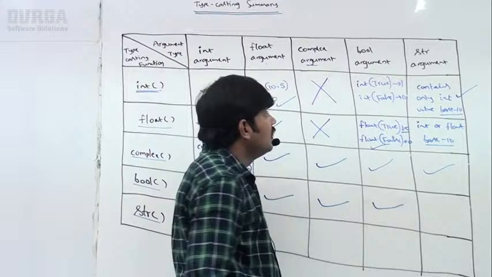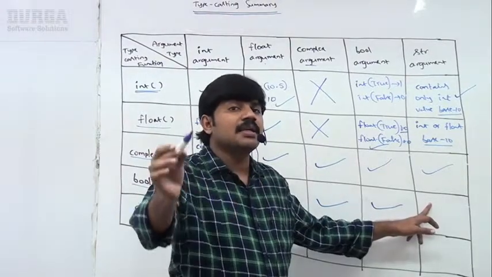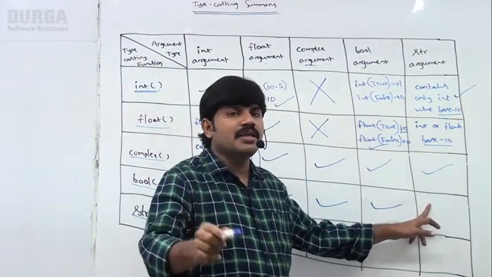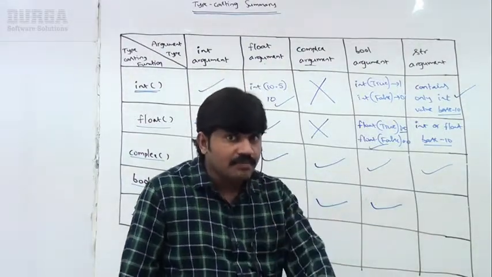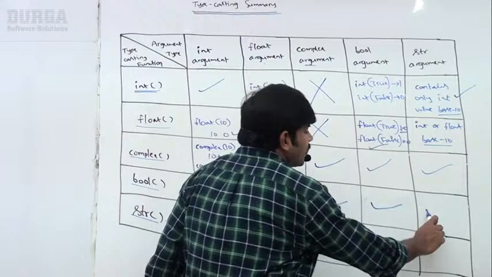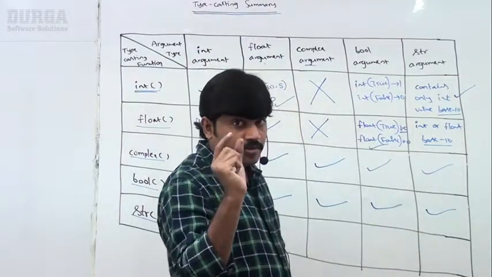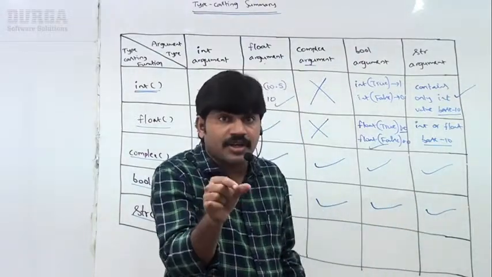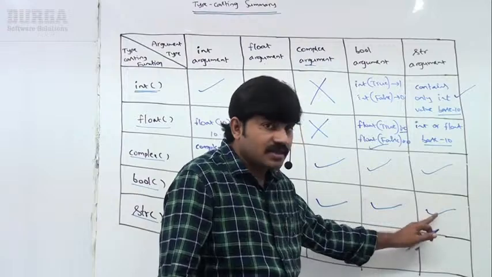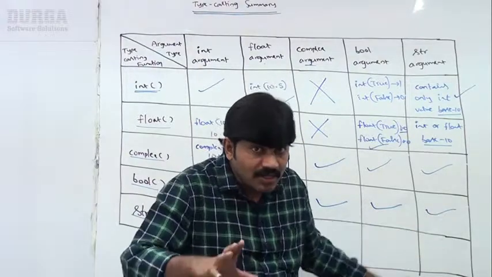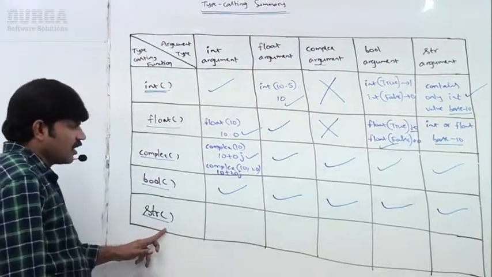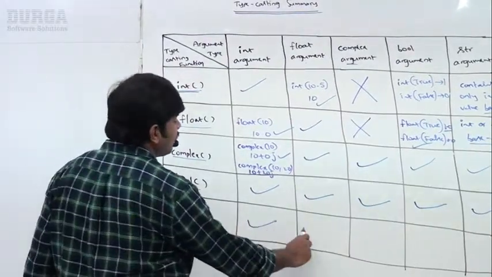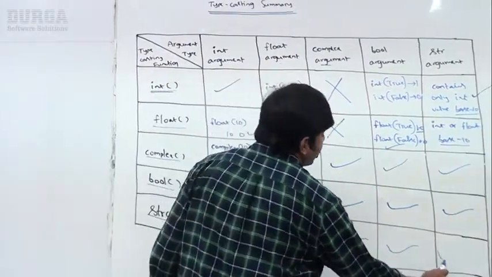Next, string arguments: if the string is empty, then it is false. Non-empty is always true. Remember this one, a very, very important point. If the string argument is an empty string, it is always considered false. A non-empty string is always considered true. Next, str: you can convert any type to str, no problem at all.